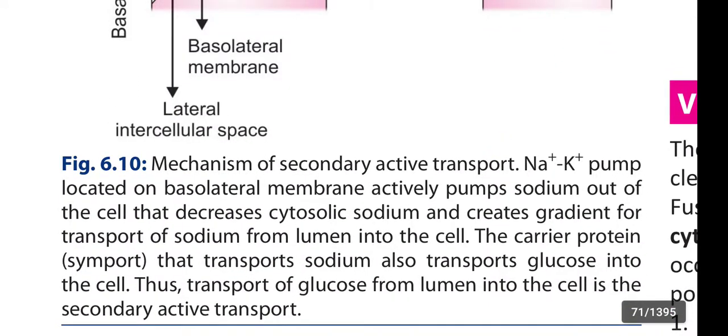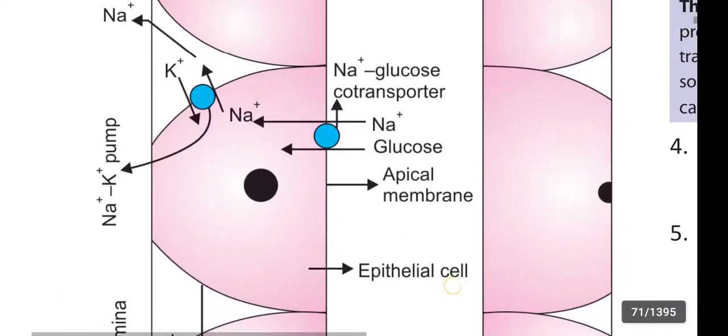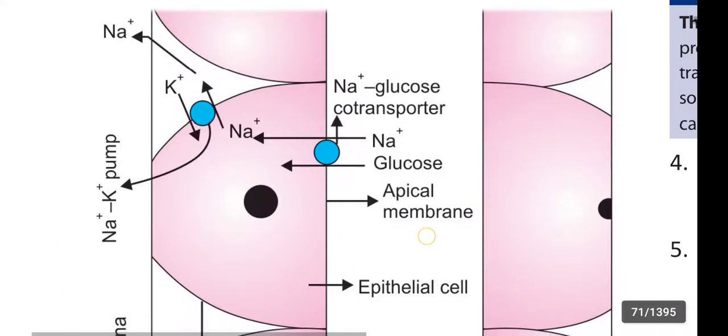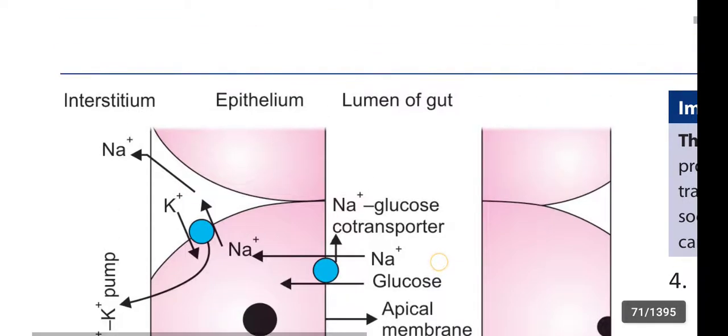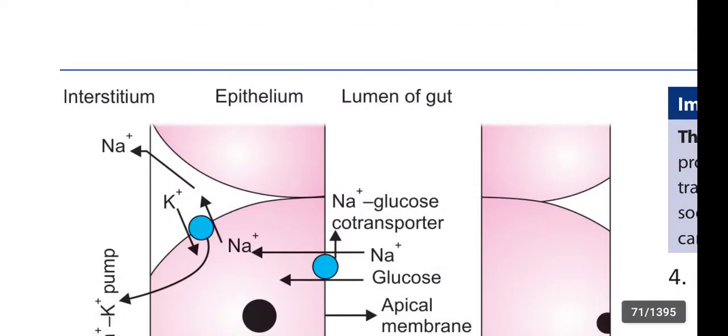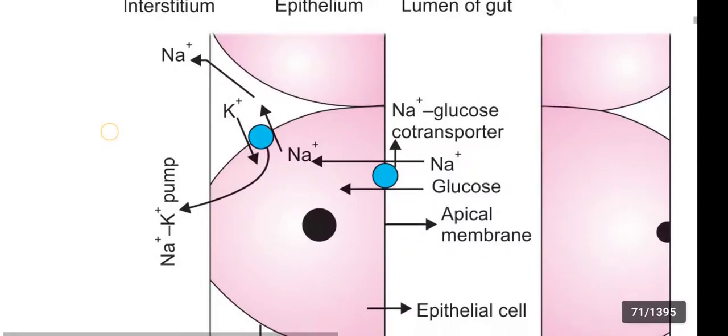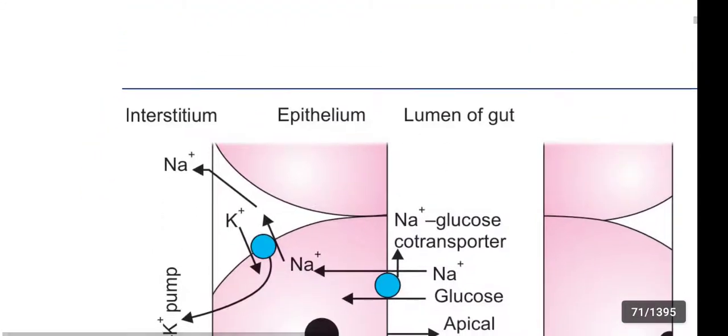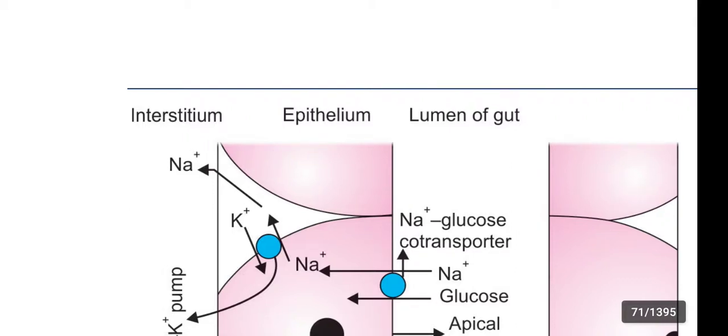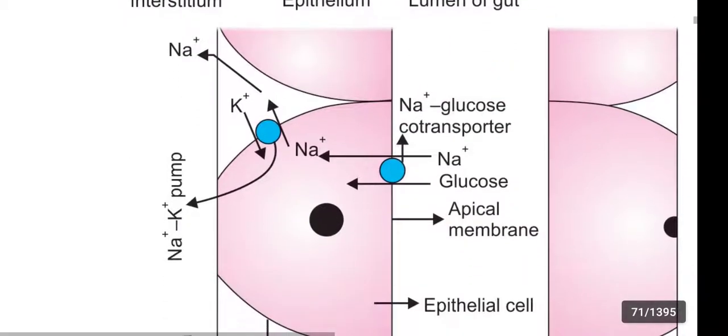The carrier protein, that is the symport, that transports sodium also transports glucose into the cell. Thus transport of glucose from the lumen into the cell is secondary active transport. So we call this secondary active transport. This is the interstitium, this is the epithelium, this is the lumen of the gut, and these are the cells.